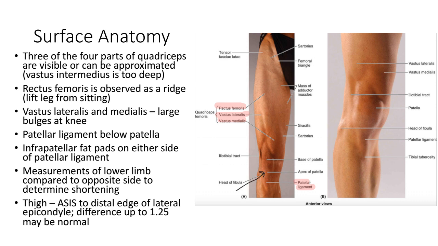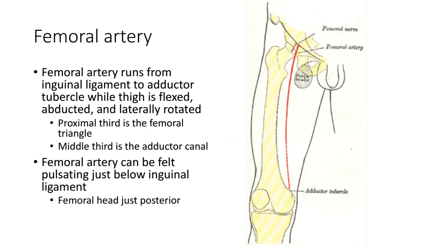You can measure the lower limb and compare it to the opposite side to determine if there's shortening of one side or the other. So you would measure the thigh and then compare it to the opposite side. And you measure the thigh by measuring from the ASIS to the distal edge of the lateral epicondyle. And a difference up to 1.25 centimeters may be normal between the right and the left side.